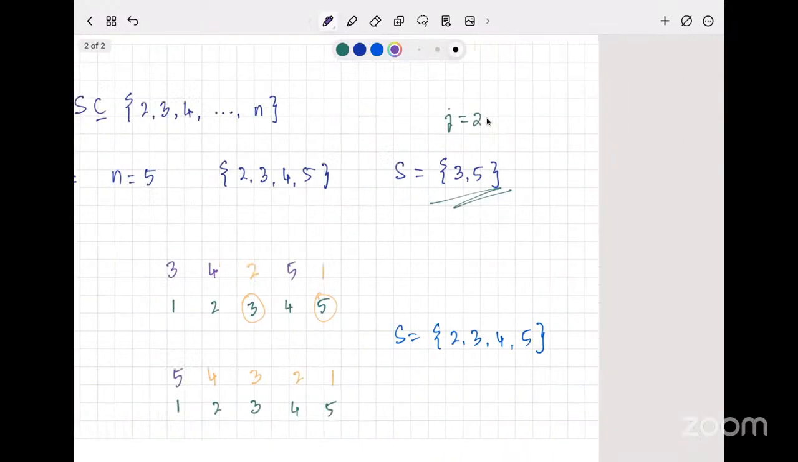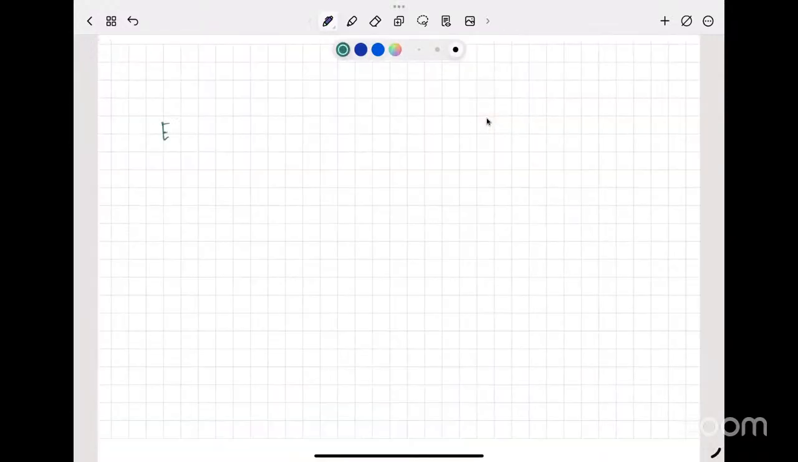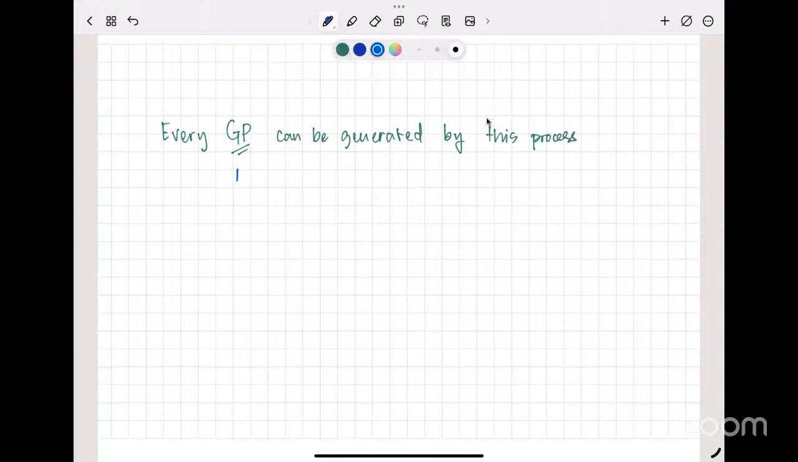But I think here is the claim. The claim is that every Gilbreath permutation, let me just call that GP, can be generated by this procedure, by which I mean that the Gilbreath permutations are in one-to-one correspondence with a choice of subsets up to n. And the number of such subsets, of course, is 2 to the n minus 1. And thereby we are done. So let's just check this one-to-one correspondence.